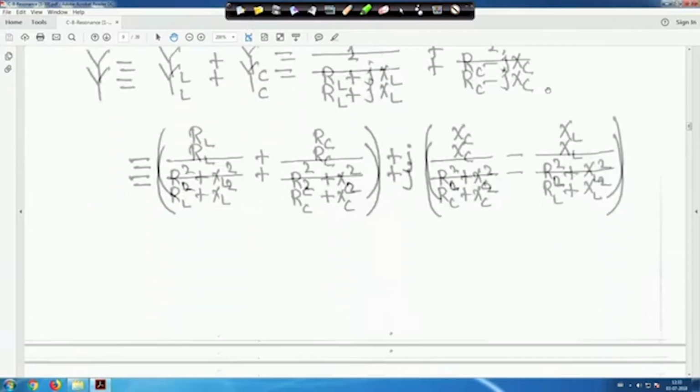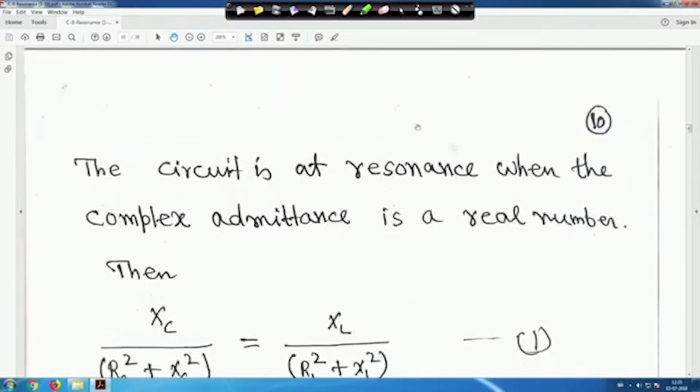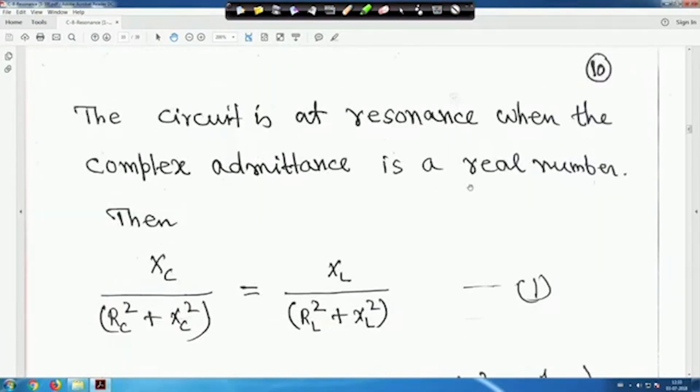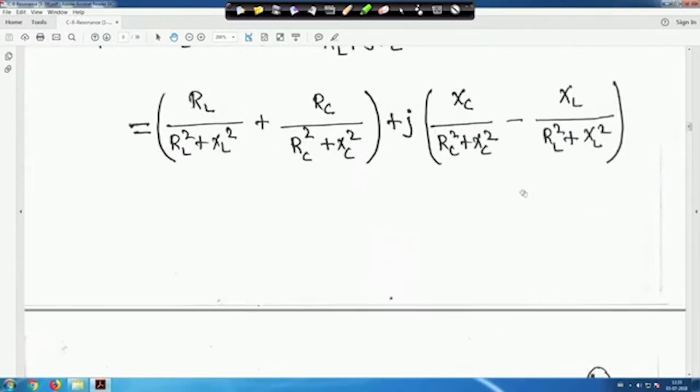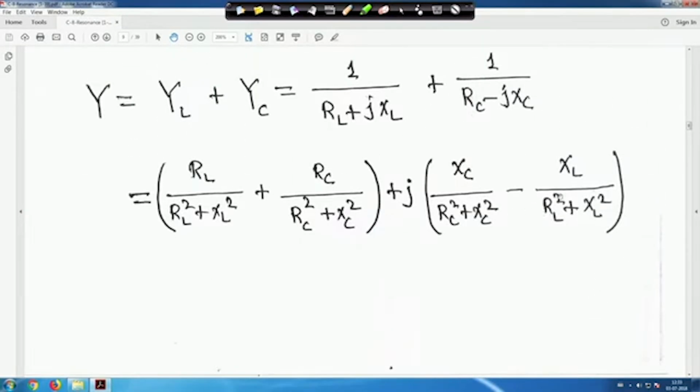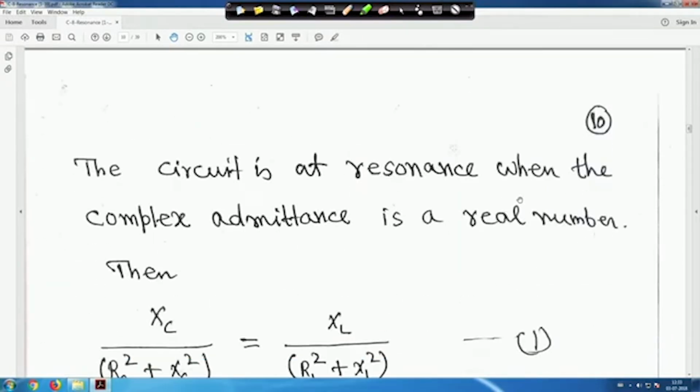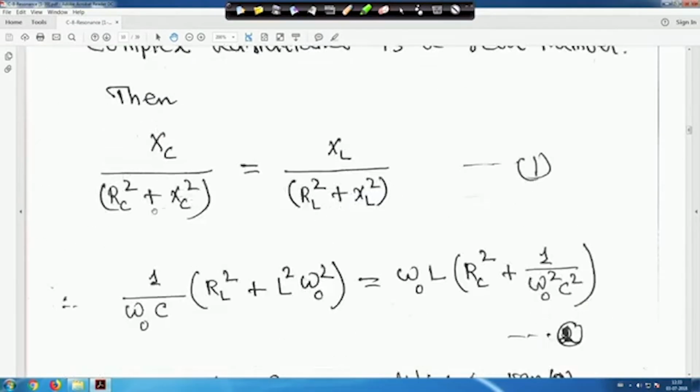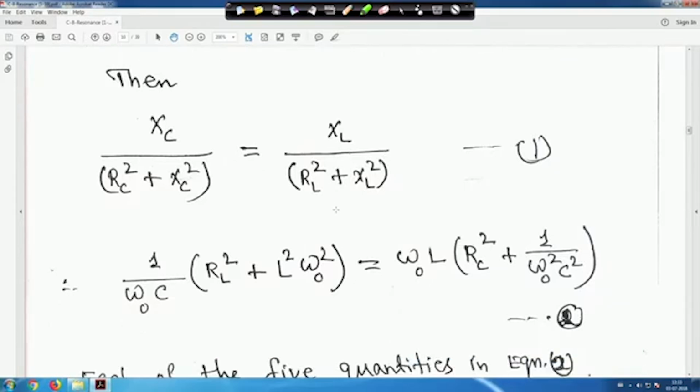This means the circuit is at resonance when the complex admittance is a real number. That means this imaginary part you set to 0. If you do so, it will become XC upon RC square plus XC square is equal to XL upon RL square plus XL square, right. This is at omega equal to omega 0, the resonance frequency.